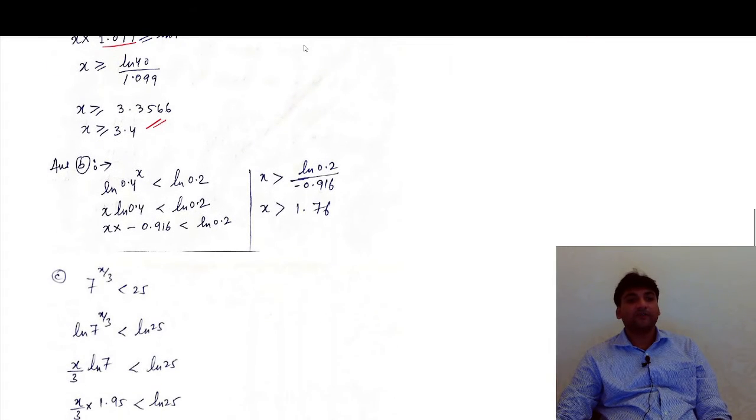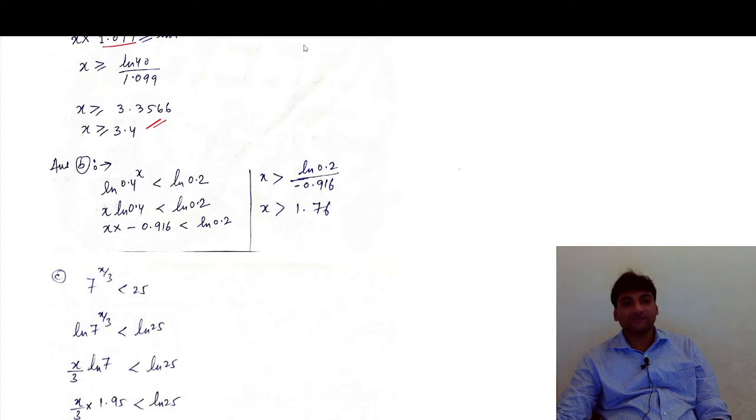1.099, and that's greater than or equal to ln 40. This is a positive value, so we can divide both sides by 1.099, and whatever calculation you get, that is your right answer. So here we did not change the inequality sign because ln 3 was a positive value. Okay, now come to the B part. What was the question, guys?